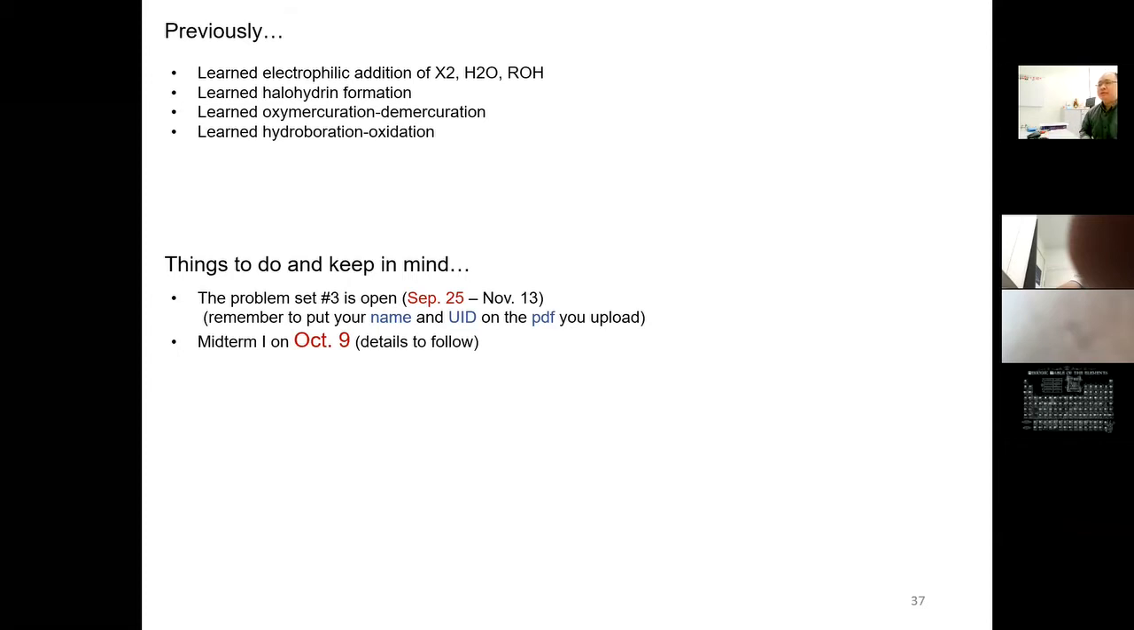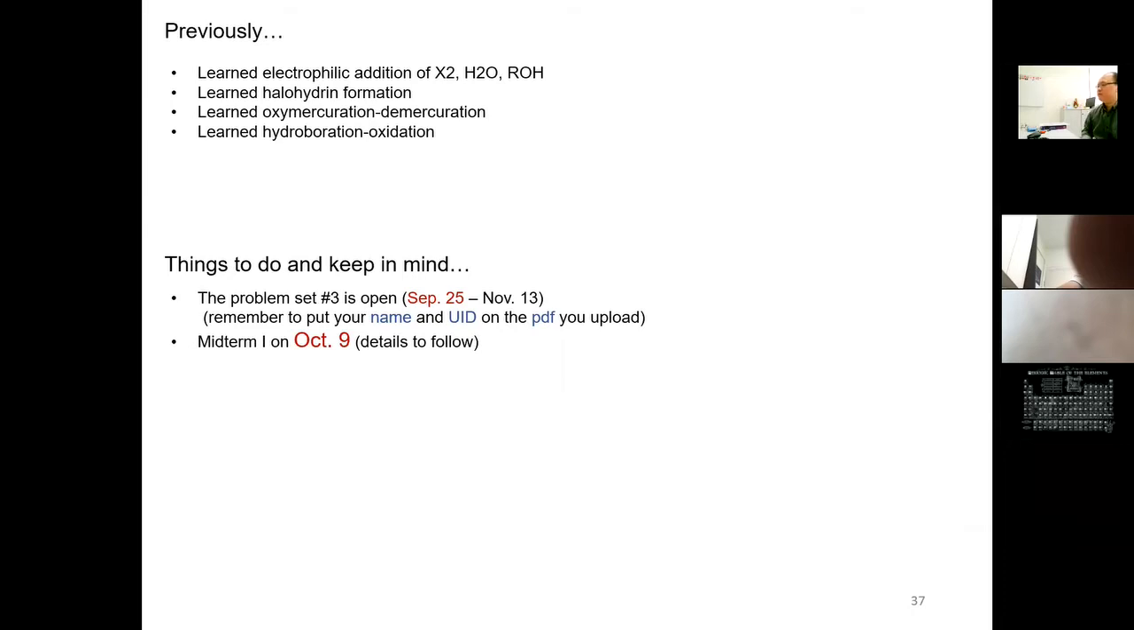All right. So things to keep in mind: problem set number 3 is open. It is open from September 25th to November the 13th, so quite a long time. And I have to mention that some of the problems in that problem set haven't been covered yet. The problem set deals with some problems in following chapters, like delocalization or aromaticity, something like that. So it is not a hurry for you to finish problem set 3.